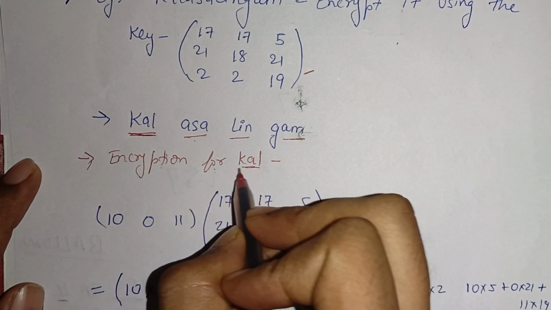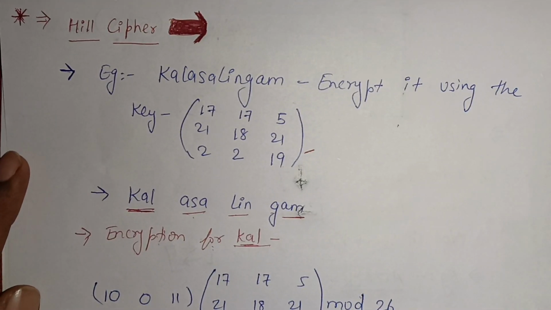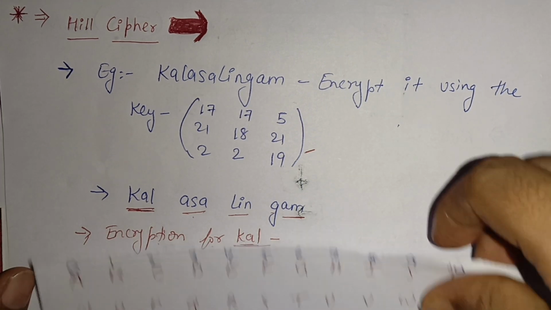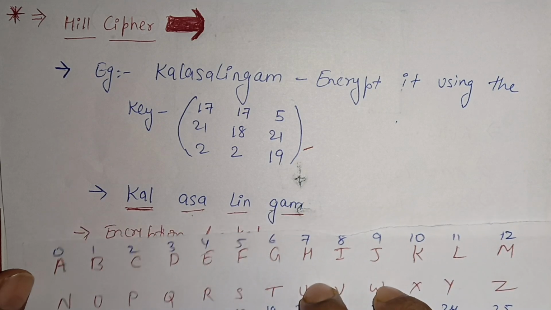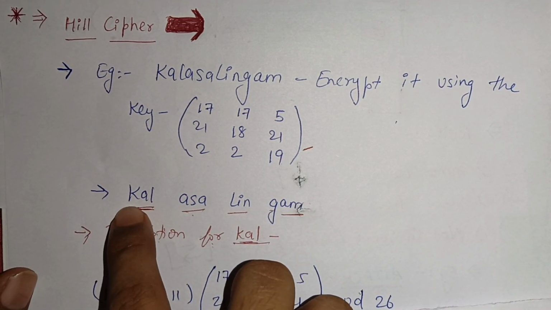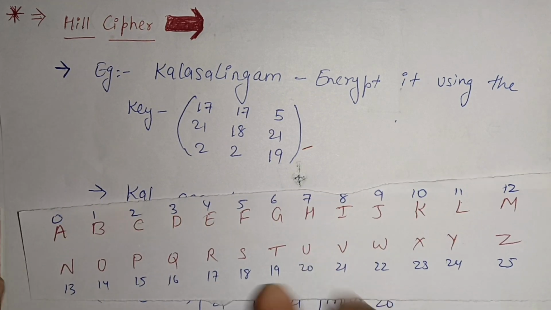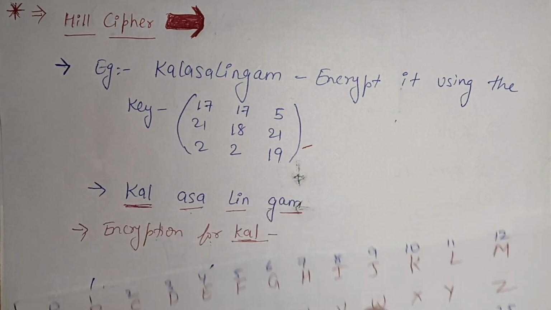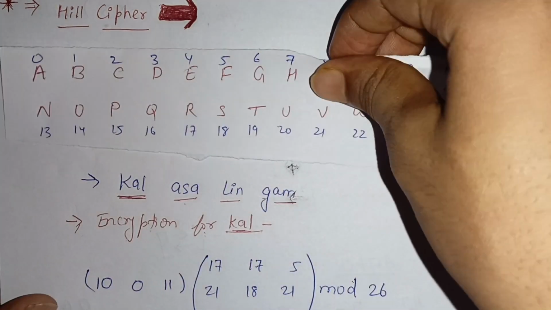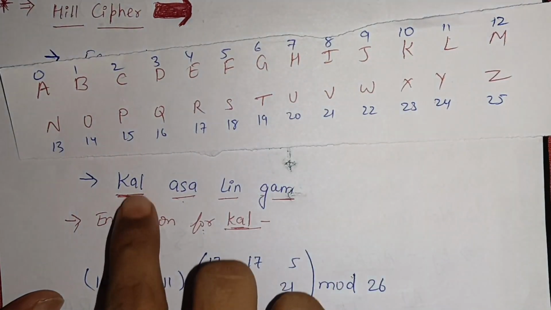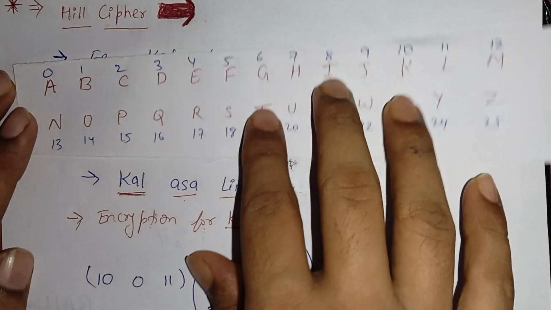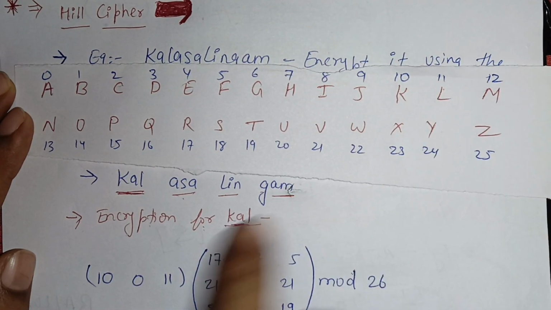Encryption for KAL. What we need to do is write the places of the letters. So here is the letter script. For KAL, first we need to check K, then A, then L. So here it is K, and for K we have written 10. Then for A it is 0, so we have written 0. Then for L we have written 11.